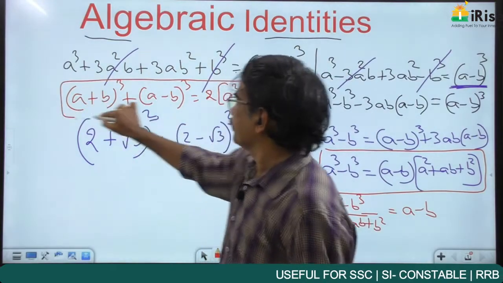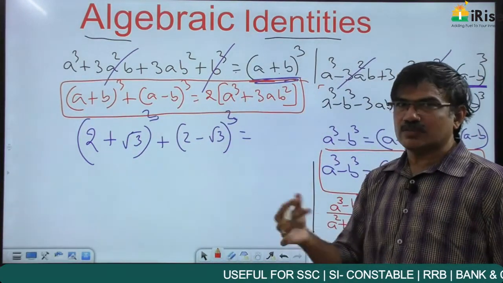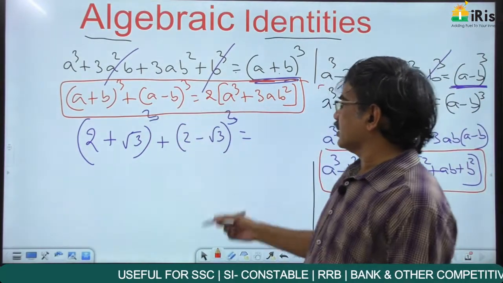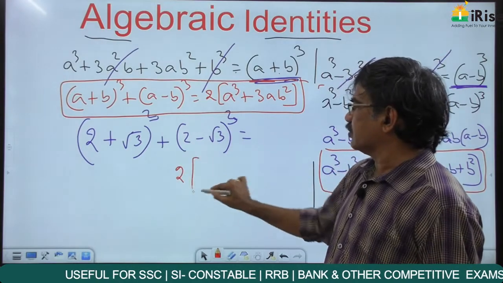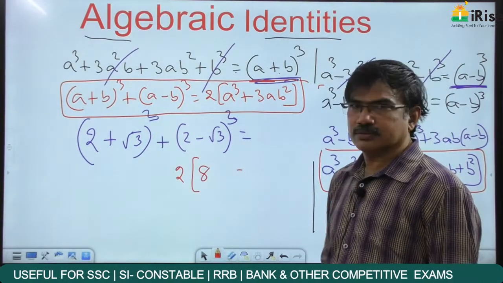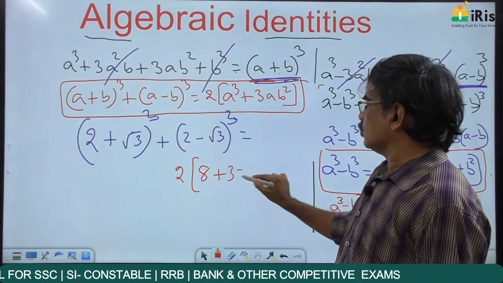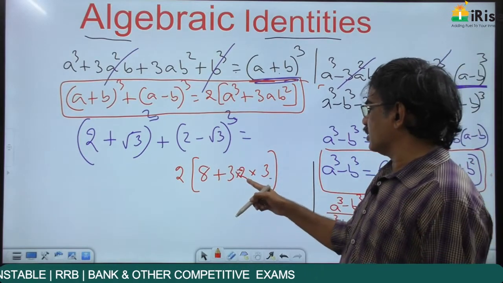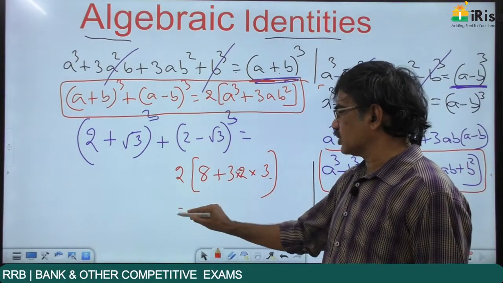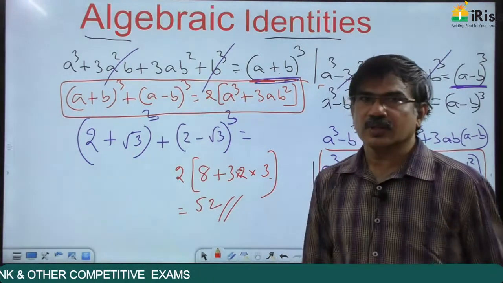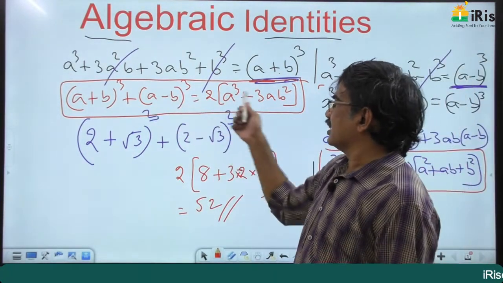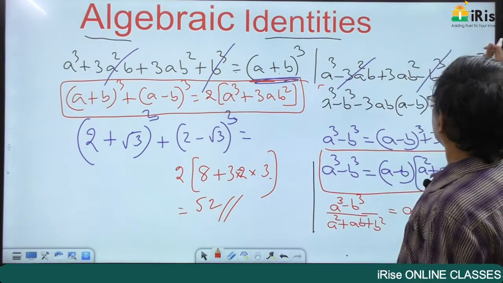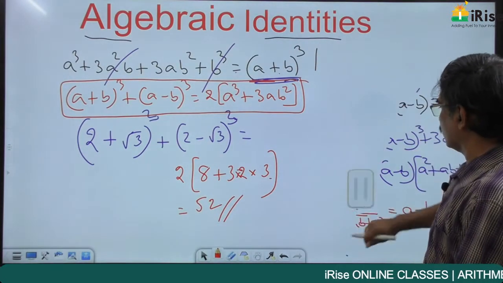This is the formula. If you create a formula, the problems become very easy. So if you create the formula like this, the problem is very easy. This is nothing but 2 times a cube, which is 8, plus 3 into a, which is 2, into b square, which is 3. 3 threes are 9, 2 nines are 18, 18 plus 8 is 26, 2 times 26, the answer is 52. So (a plus b) whole cube plus (a minus b) whole cube is equal to 2 times (a cube plus 3ab square).